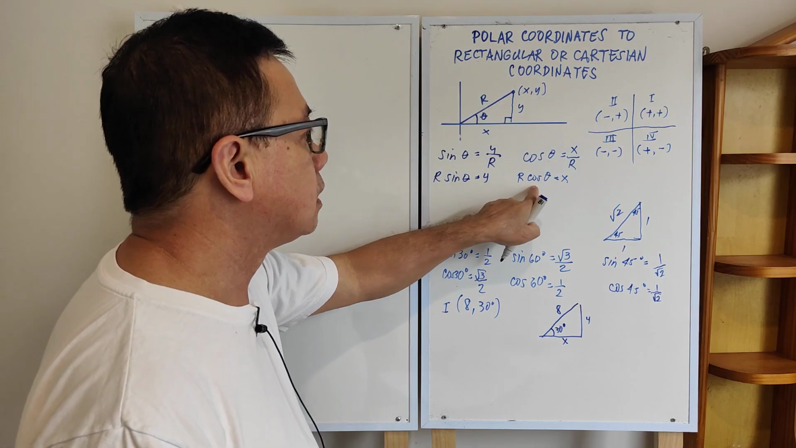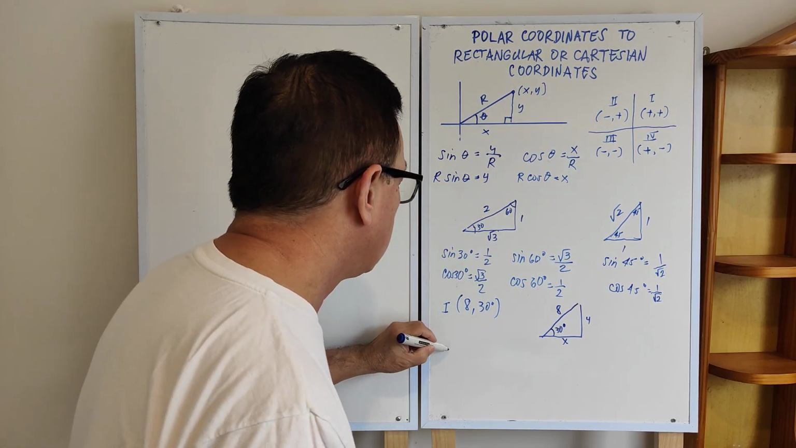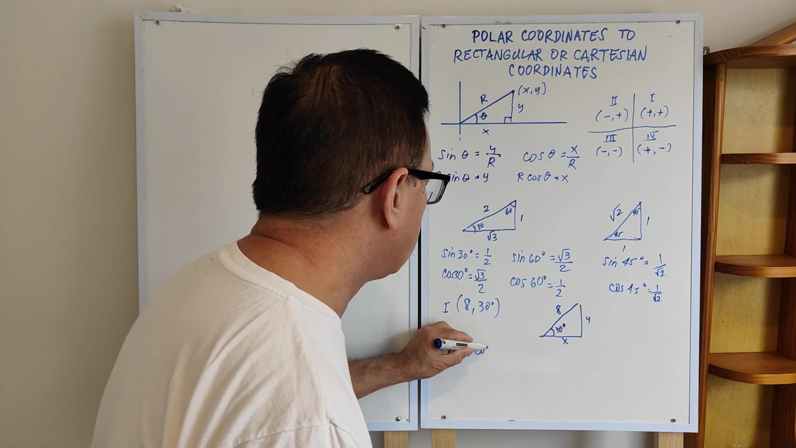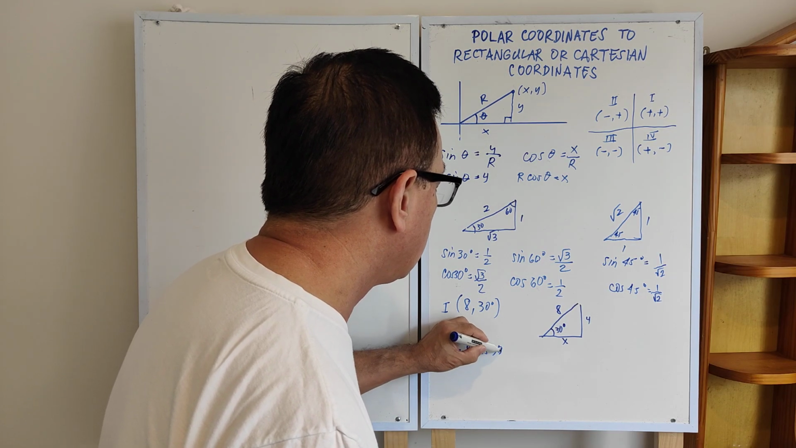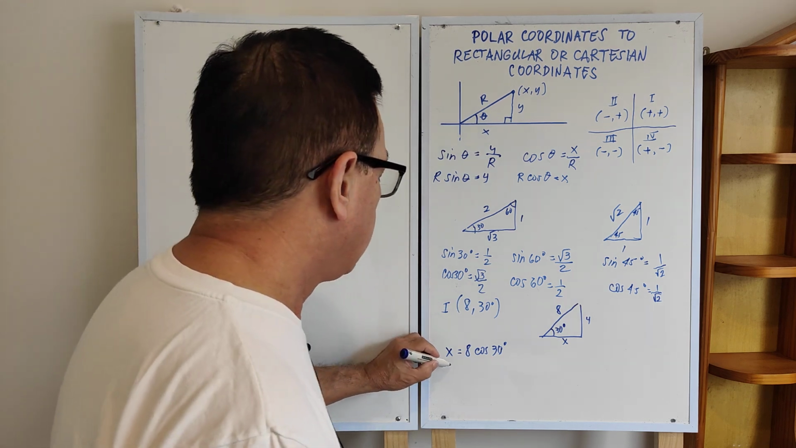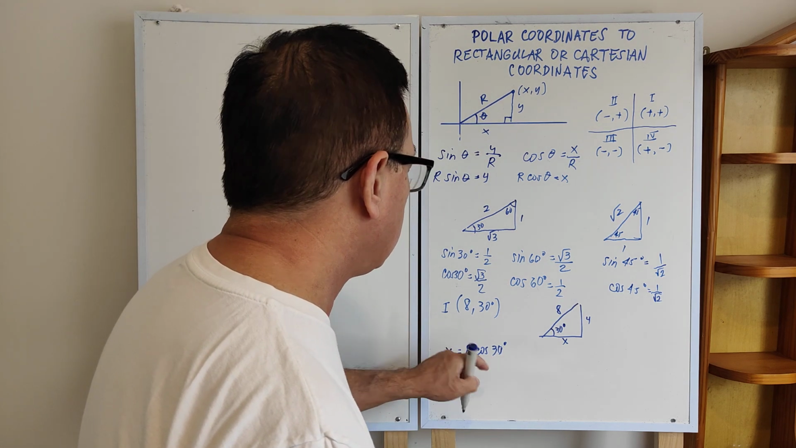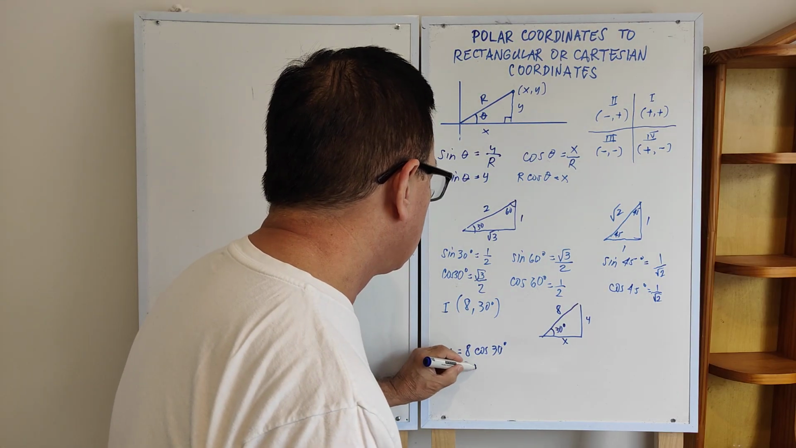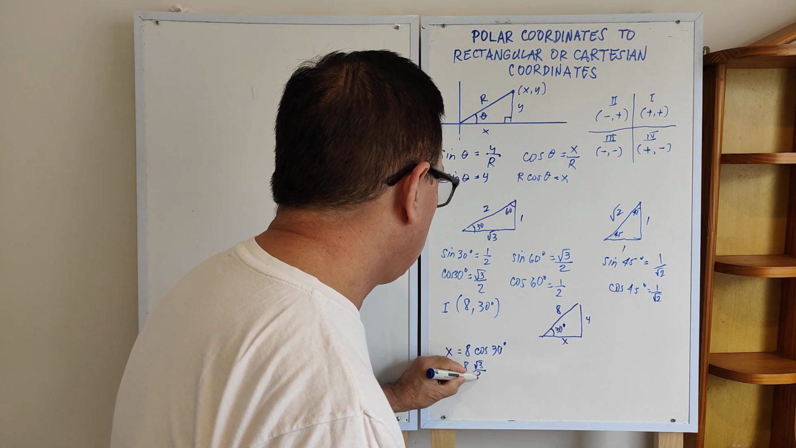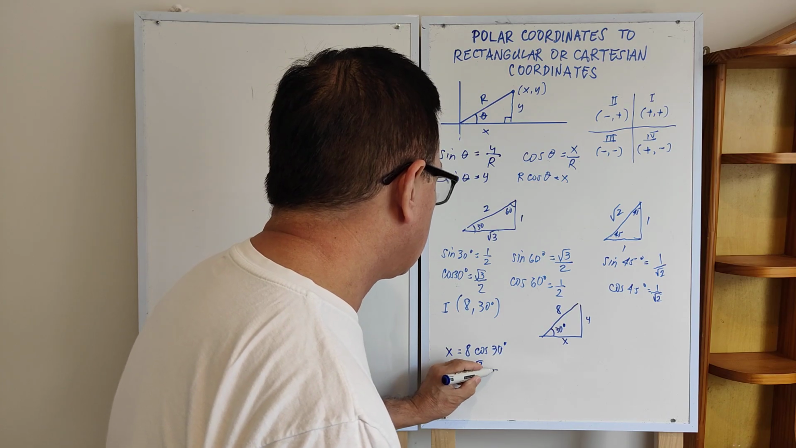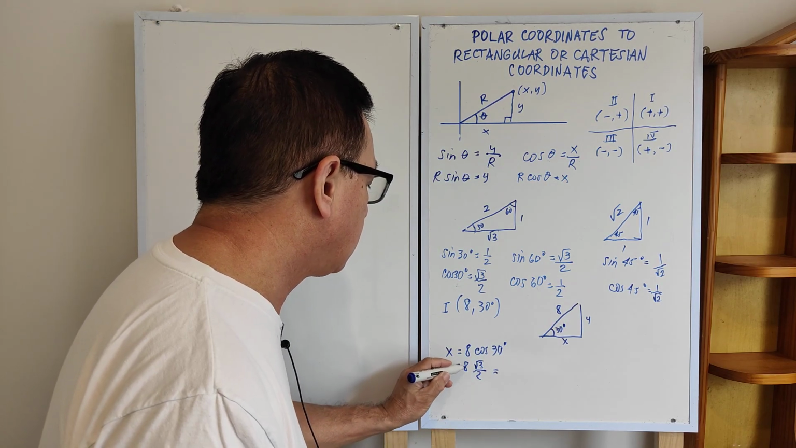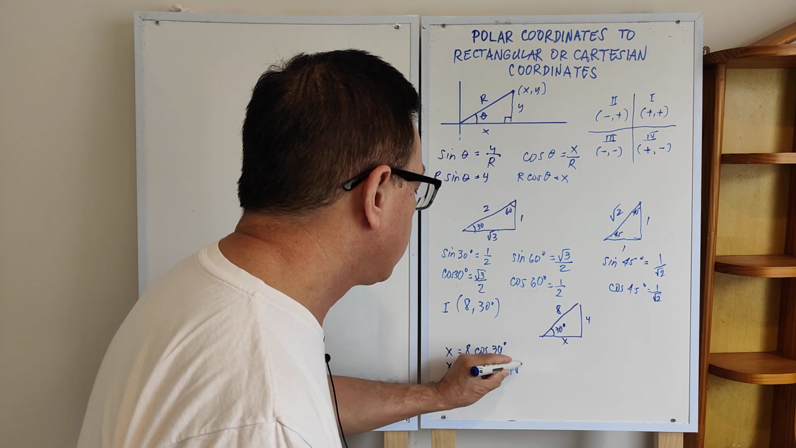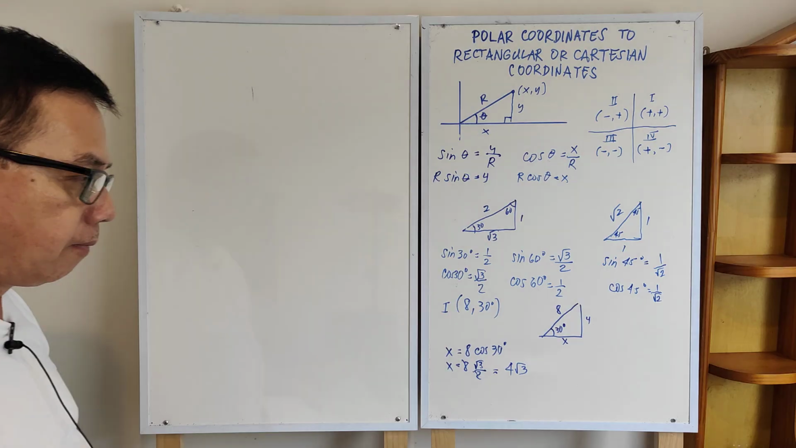So x is r cosine theta, so x is equal to r, which is 8, cosine of 30 degrees, which is square root of 3 over 2. So your x is equal to, divide by 2, so your x is 4 square root of 3.